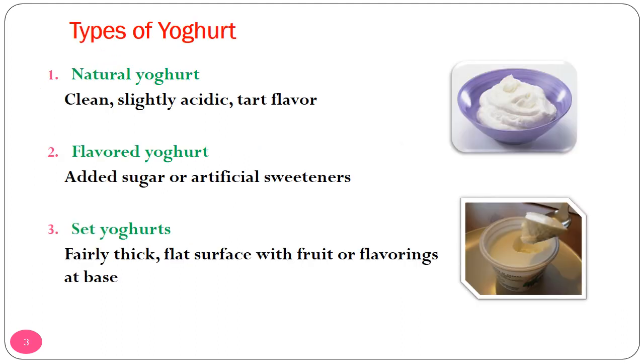Here we will see the types of yogurt. First is natural yogurt, in which the clean, slightly acidic and tart flavor is specific. Then there is flavored yogurt, in which sugar or artificial sweeteners are added and also extra flavor is added. Then number 3 is set yogurt, which is fairly thick with a flat surface, with fruit or flavorings used as base. Here it remains like a set, that is semi-solid and thick condition, so that is called set yogurt.